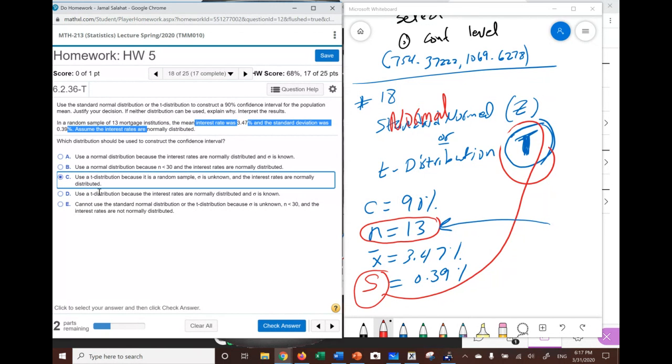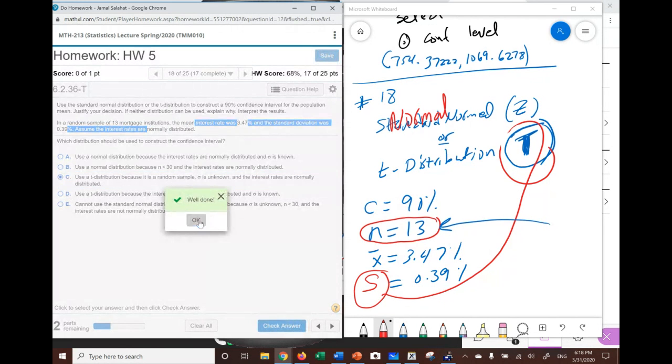Now, if you look at D, it says use the T distribution because the interest rates are normally distributed and sigma is known. And that's not true. If sigma is known, we don't use T, we use Z. So the answer should be C for those three reasons. The first one is sigma is not known. That's the condition. The other two conditions are required for anything else, and that is random sample and normal distribution. So C is our choice, and when we click on C, it's going to give us the correct answer.